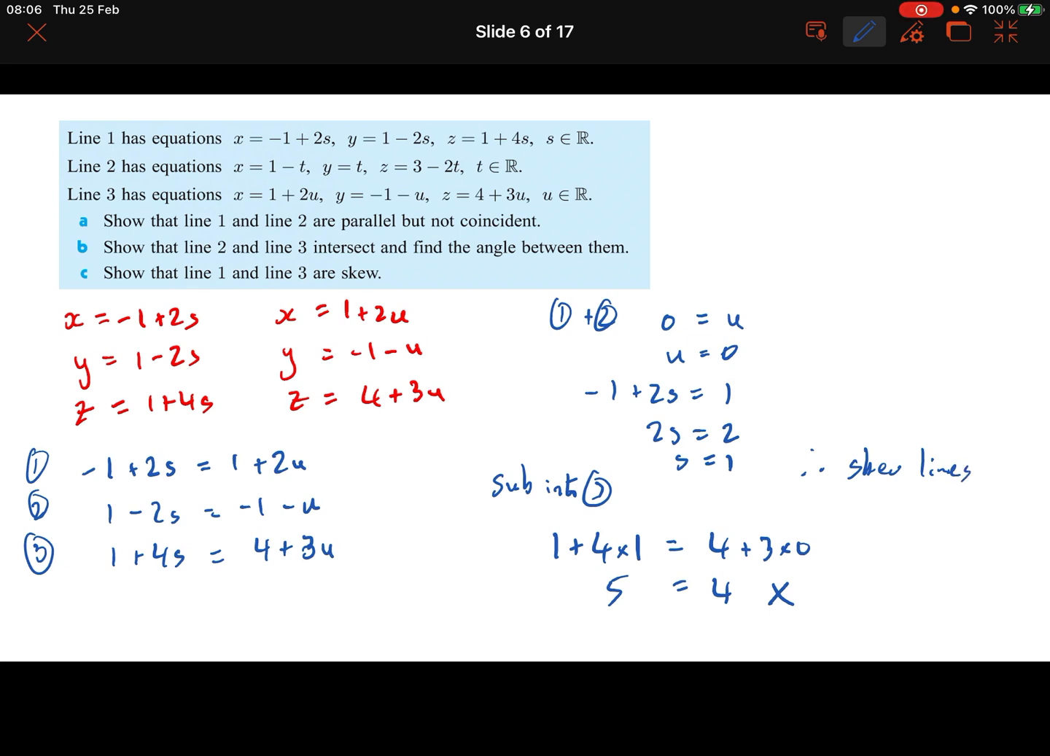Now you can still find the angle between skew lines. Just because they don't intersect doesn't mean there's not an angle between them. And you do it in exactly the same way as we did for part B. Okay? So hope all that makes sense.